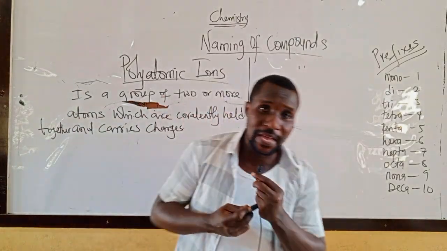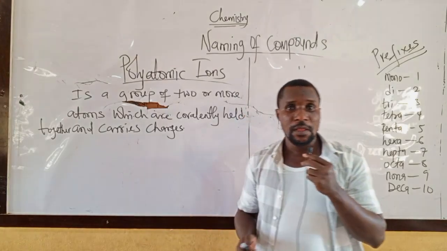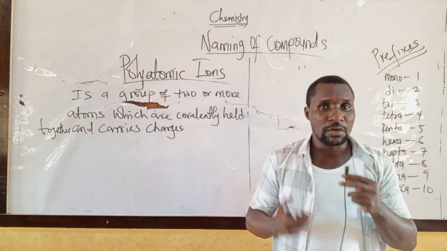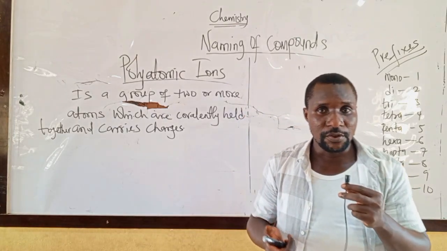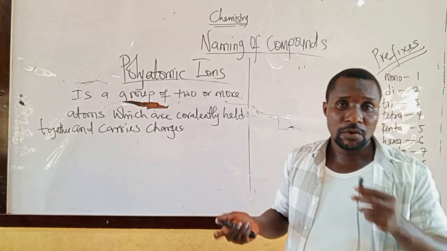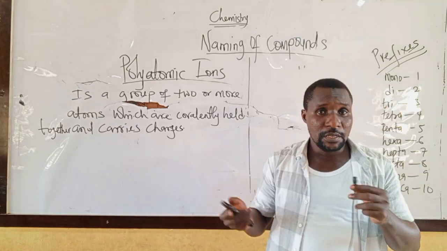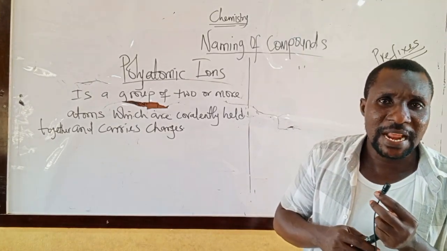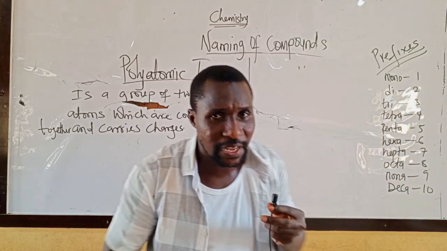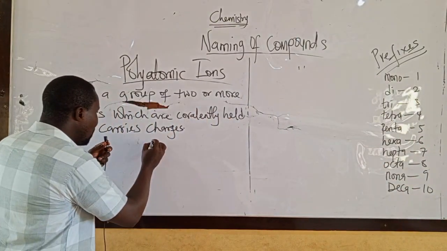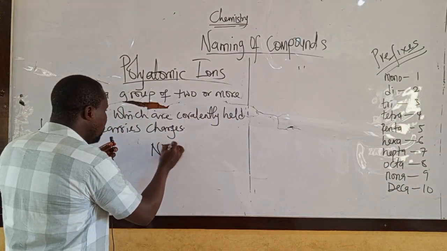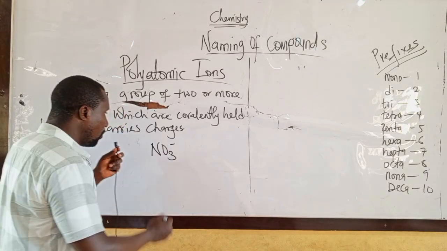That means in polyatomic ion, if they ask you what kind of bond occurs in polyatomic ion, the answer is covalent bond. Covalent bond occurs in polyatomic ion. Then, what are examples of polyatomic ion? When you have NO3 minus, that is an example of polyatomic ion.